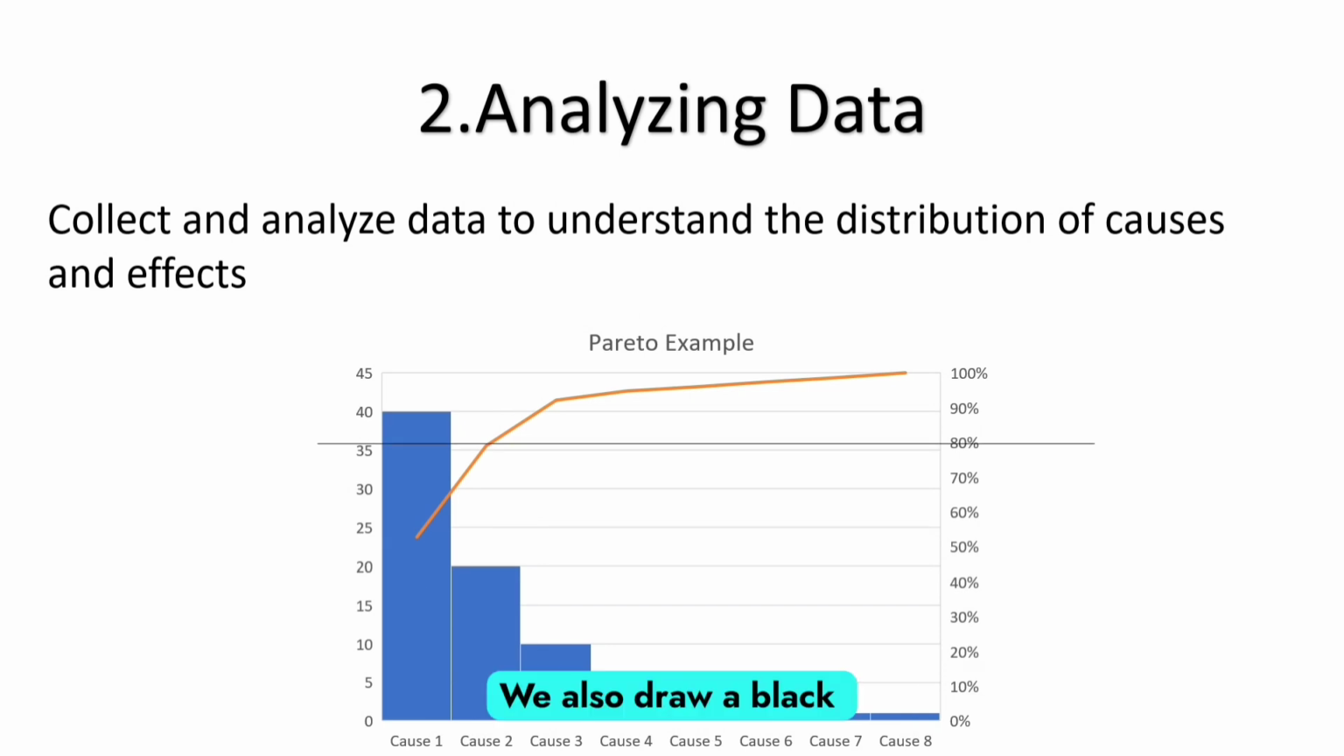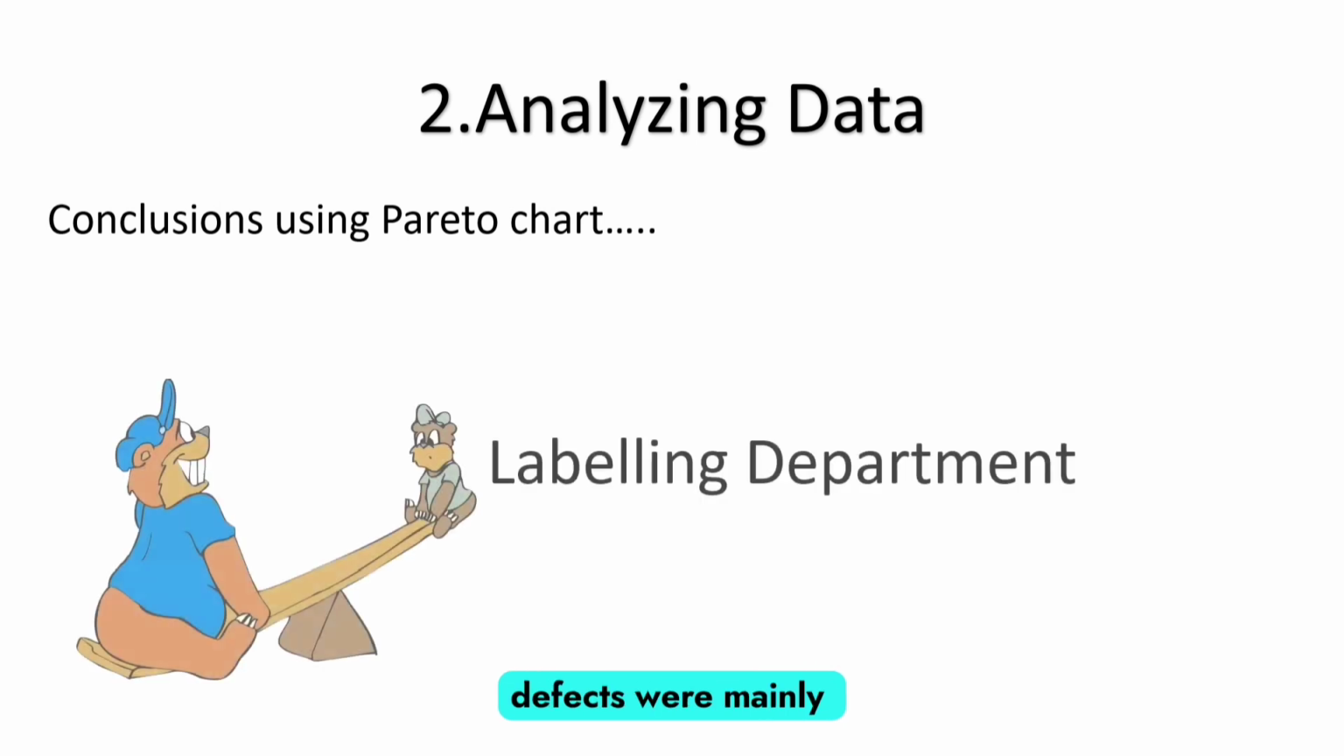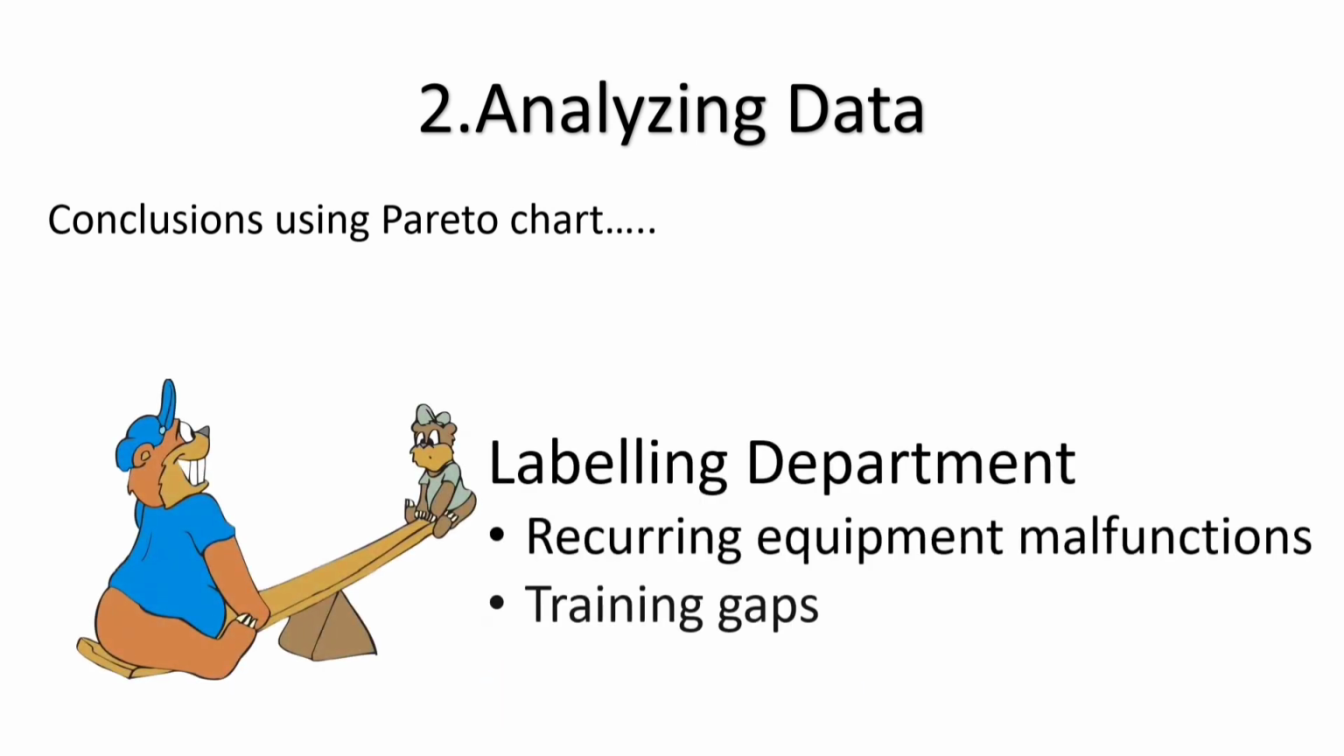We also draw a black line here at 80%, and wherever it crosses the orange line, it shows that those factors to the left of that point are responsible for 80% of all defects. Using Pareto chart, Ravi's team discovered that 80% of the defects were mainly in the labeling department. They also figured that recurring equipment malfunctions and training gaps contributed to the majority of the defects.